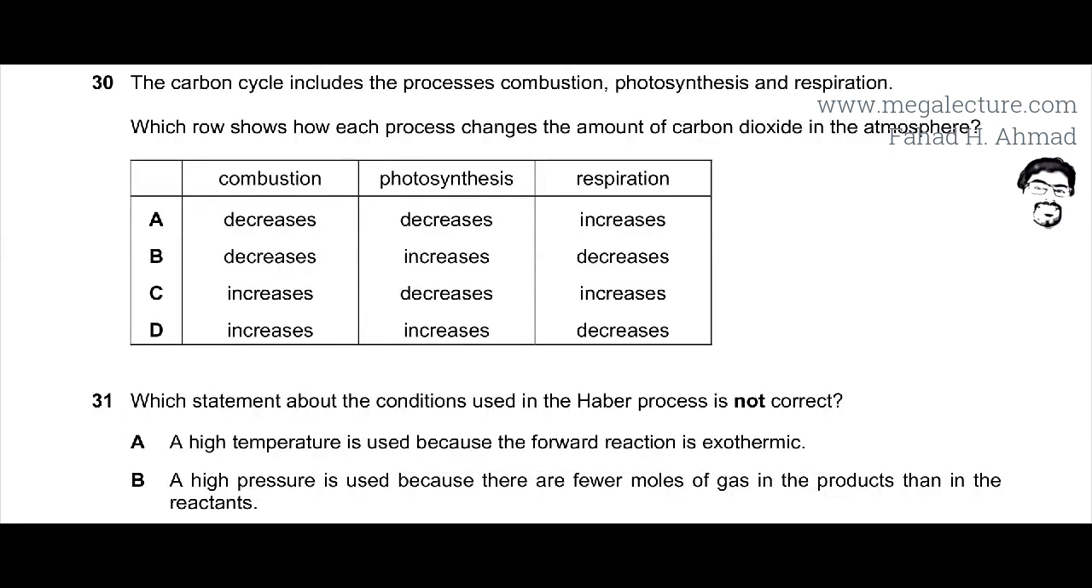The following question reads that the carbon cycle includes the processes of combustion, photosynthesis, and respiration. Which row shows how each process changes the amount of carbon dioxide in the atmosphere?